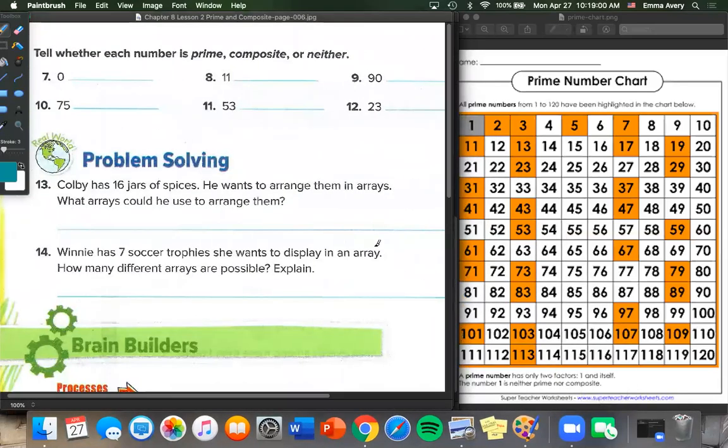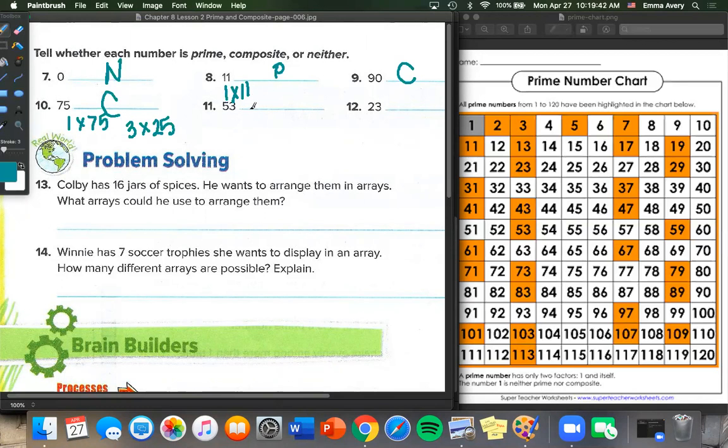All right, last page. Tell whether each number is prime, composite, or neither. Remember, 0 is just like 1. That's going to be a neither as well. It's 11. Well, 1 times 11 and nothing else, so this one must be prime. 90. Well, it's an even number, so we know it must be composite. Let's look at 75. We have 1 times 75 and then 3 times 25, so that must be composite. Let's check. Yep, 75 is composite.